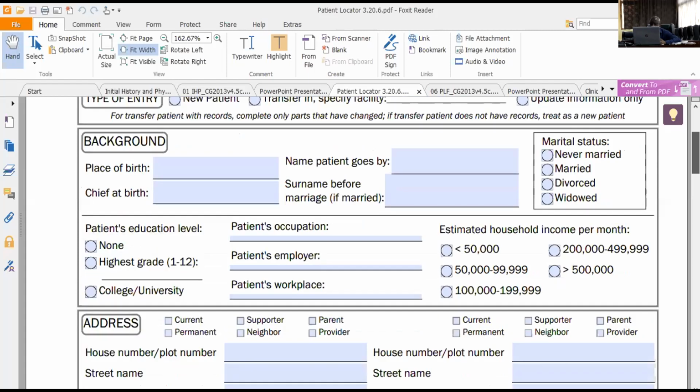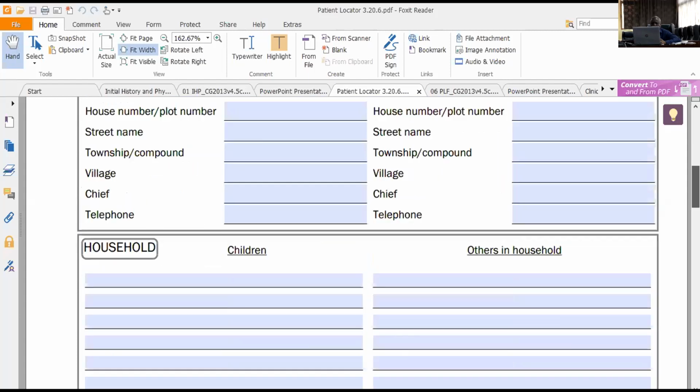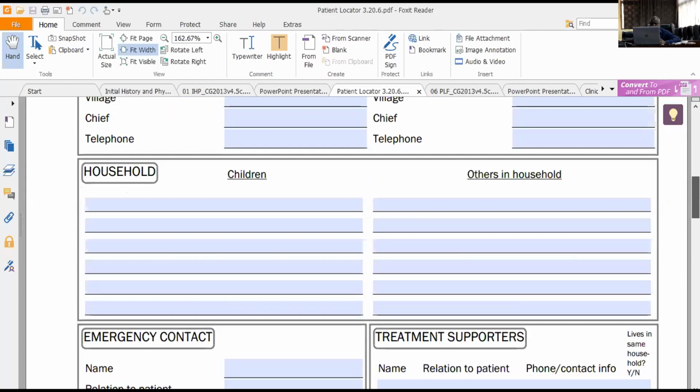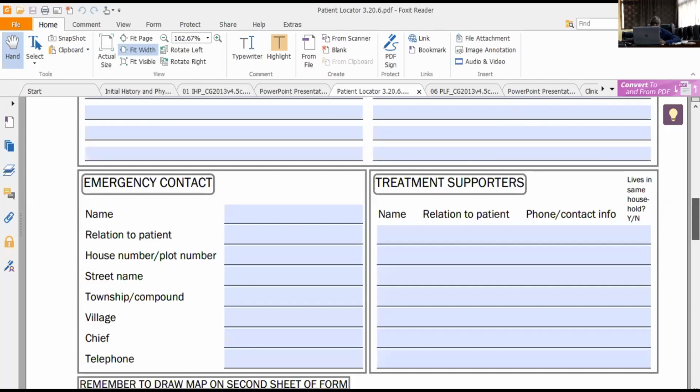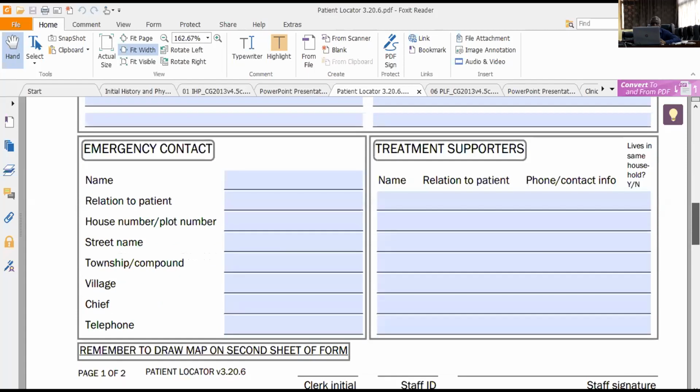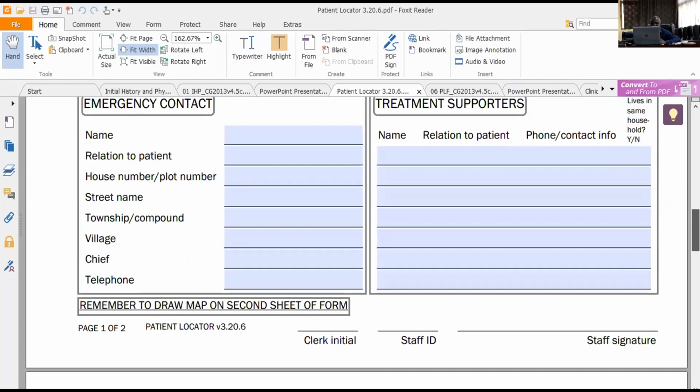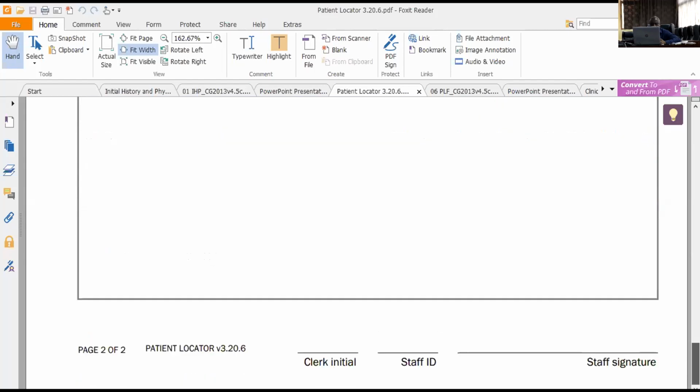And actually we rebased it. And then you have the address, which I said is coming from the registration. Then the household, you had the children and others in the household. Then you had the emergency contact and the treatment supporter. And then you draw the map, you give the directions, and that's it. So that was the old patient locator in version 3.26.